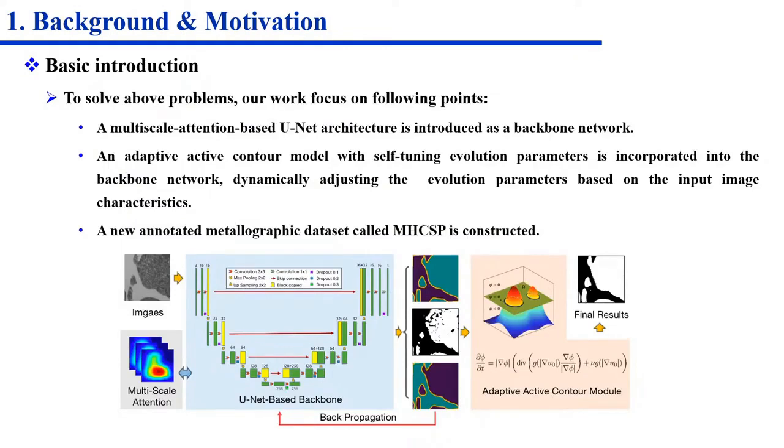In our work, we mainly focus on the following points: first, a multiscale attention-based U-net architecture is introduced as a backbone network. The second, an adaptive active contour model with self-tuning evolution parameters is incorporated in the backbone network. Thirdly, a new annotated metallographic dataset coded MHCSP is constructed.